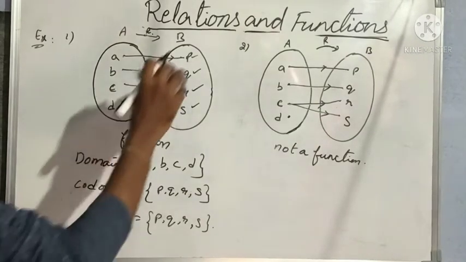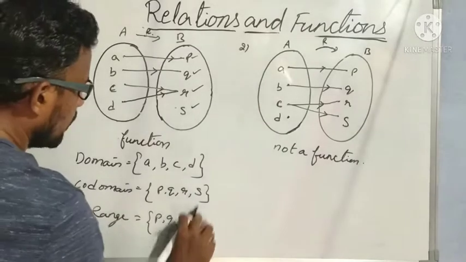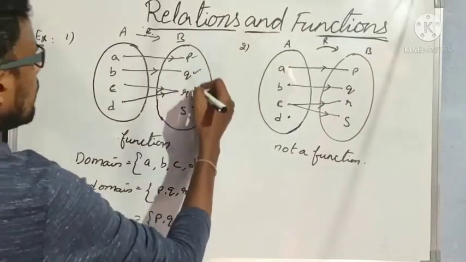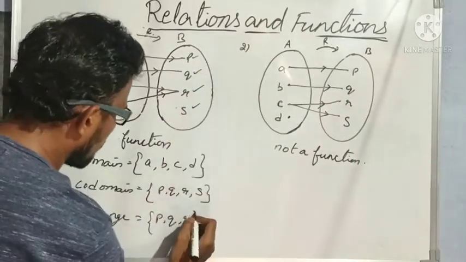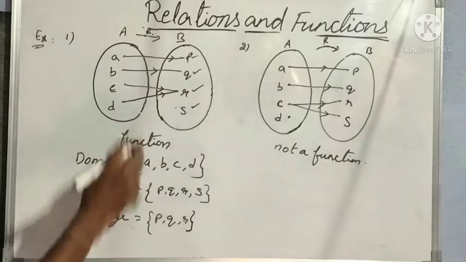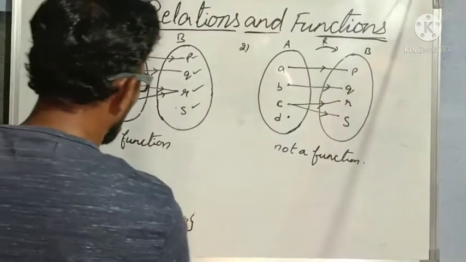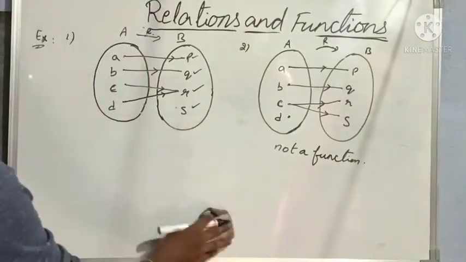So now in the codomain set, the complete set PQRS will come, but in the range we have to write only mapped elements. Here S is not mapped. So in the range we will get only PQR. Understood the difference between codomain and range? Yes. So this is the detailed explanation about domain, codomain and range. Next, let us move to types of functions.